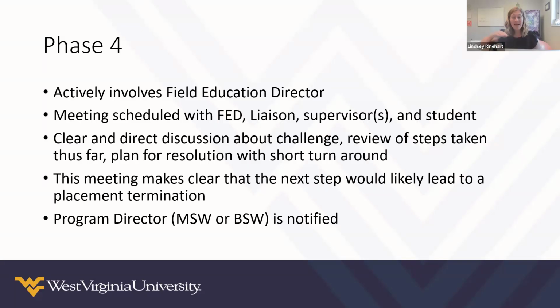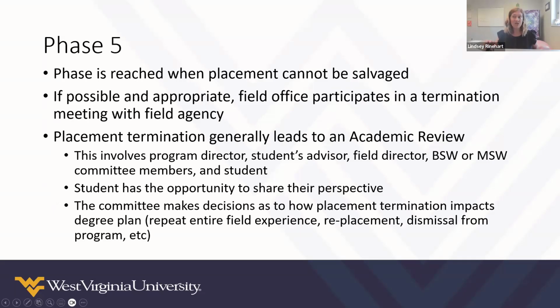We also make it clear at this point that the next step would likely lead to the placement being terminated. So this is our last effort to salvage the placement. And at this point, I would notify the program director, so the MSW or BSW director, just so that they are aware. If we don't fix the problem by then, we're in phase five. This is reached when the placement can't be salvaged. So if it's possible and appropriate, the field office would participate in a termination meeting with the field agency. That ends the placement, and that ends the involvement of the field agency.